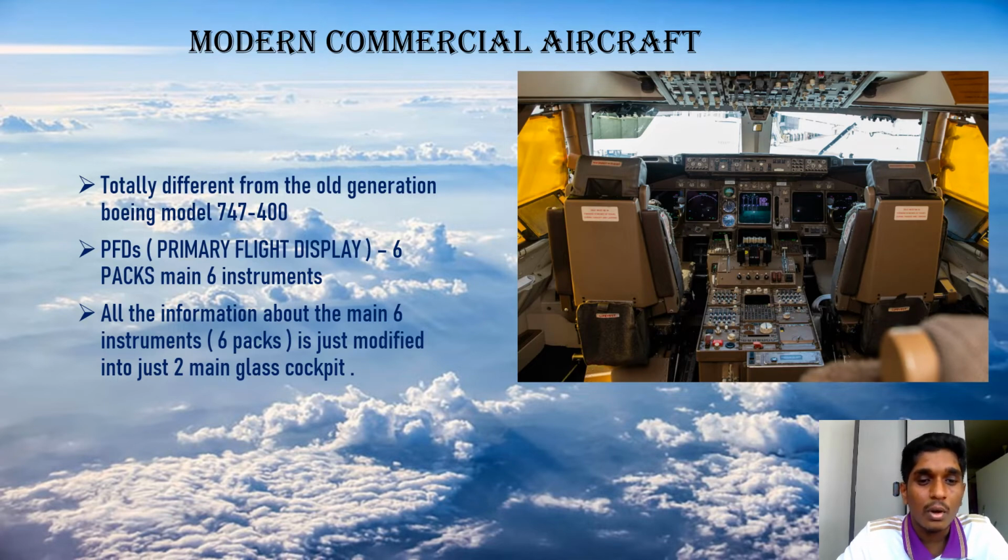The second one, all the information about the six instruments is modified into just two main glass cockpits. As you can see in the photo that I uploaded, there will be two main glass cockpits, one for each pilot, which is the pilot and co-pilot. They can see all the information about the flight, which is communication and all that, in just the two glass cockpits. The six main components have been compressed and included in the two main glass cockpits.